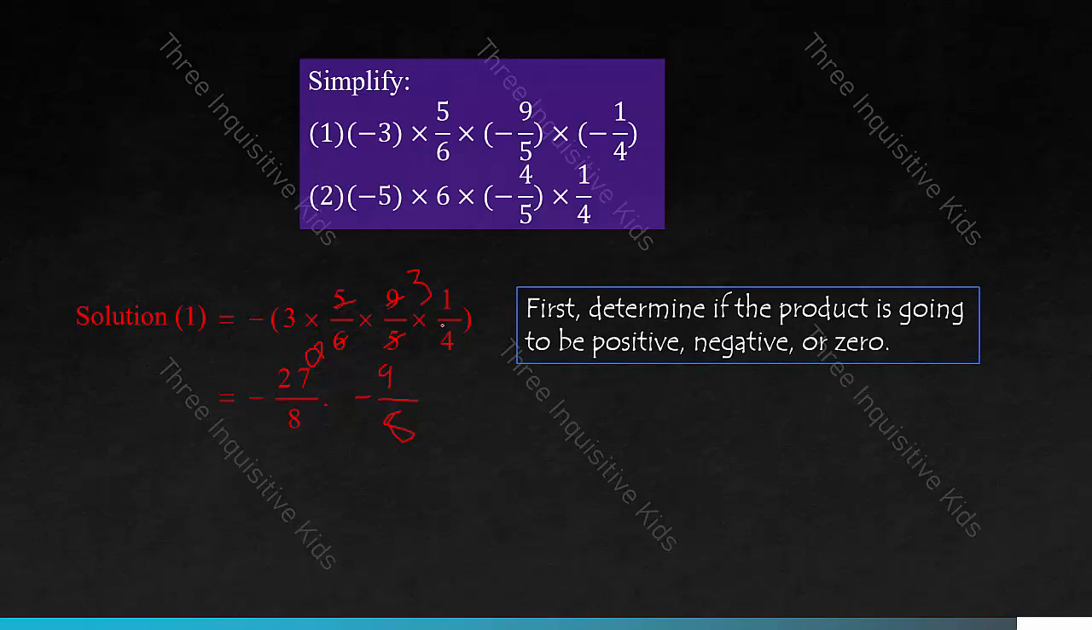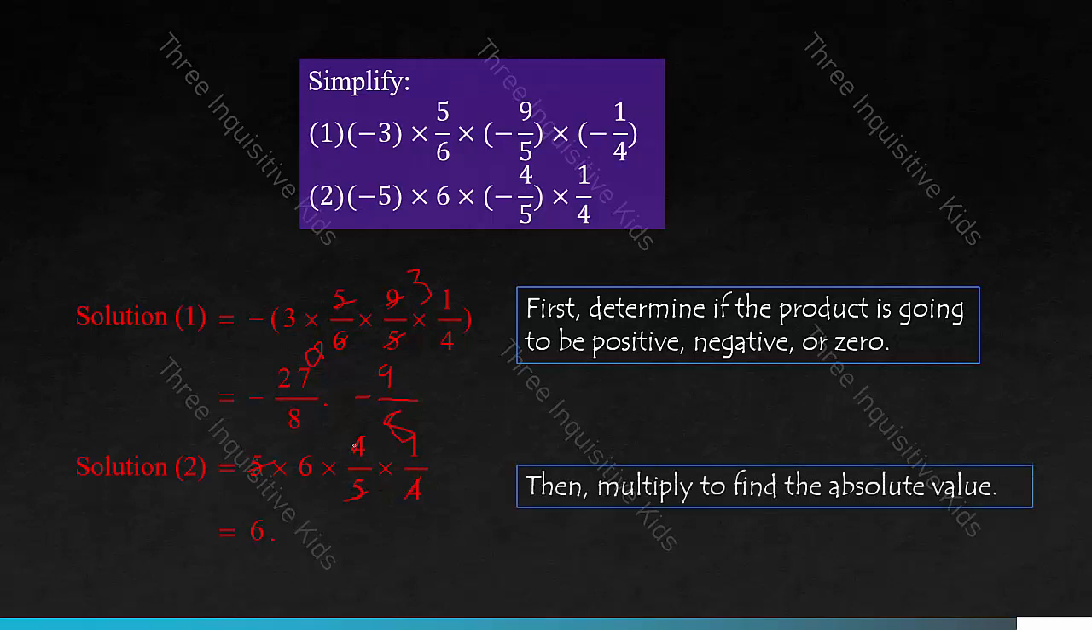First, determine if the product is going to be positive, negative, or 0. For the second problem, 5 times 6 times 4/5 times 1/4. No matter what, we already know that the product is going to be positive, so we didn't even bother writing down the negative signs. We start our calculating. This 5 and this 5 cancel each other out, and this 4 and this 4 cancel each other out to leave us with 6. Then multiply to find the absolute value.